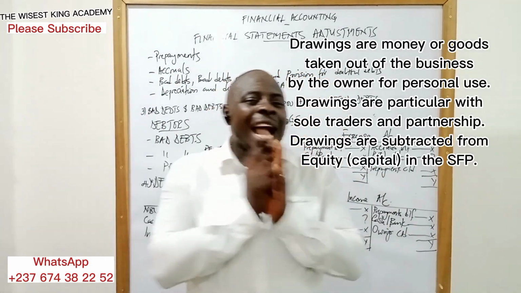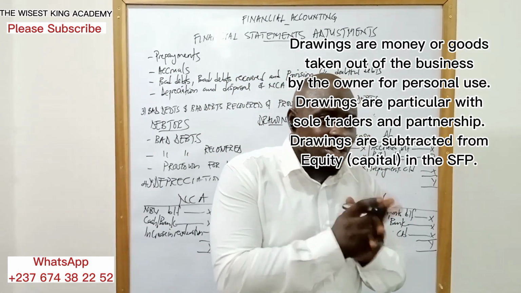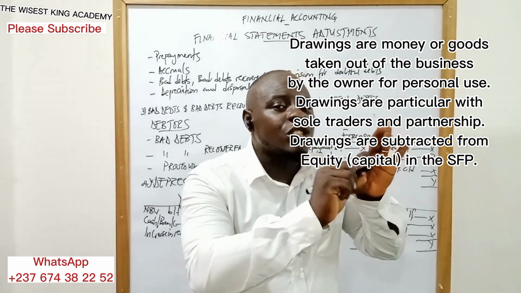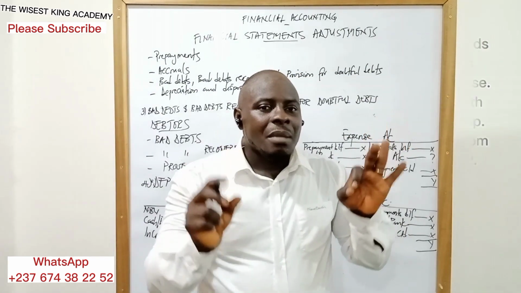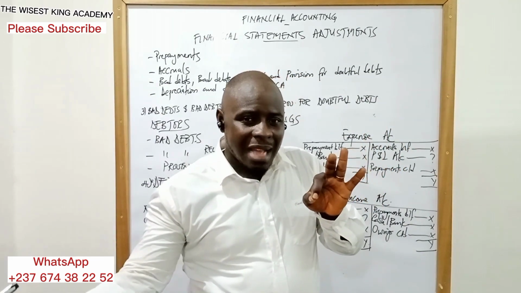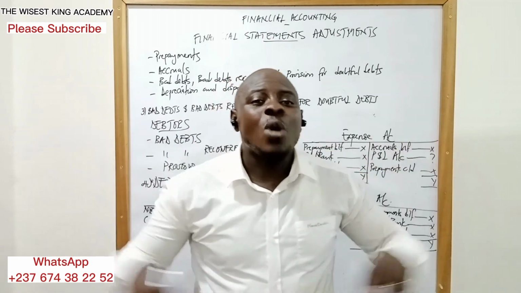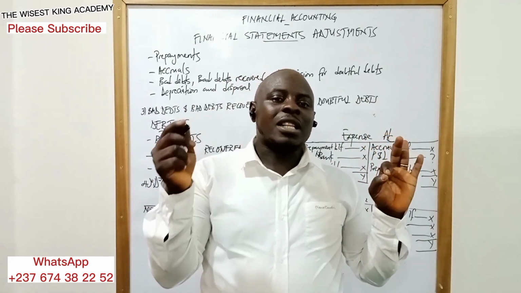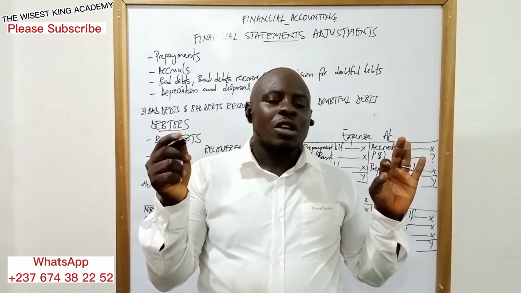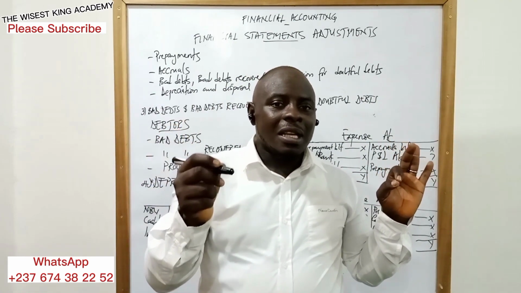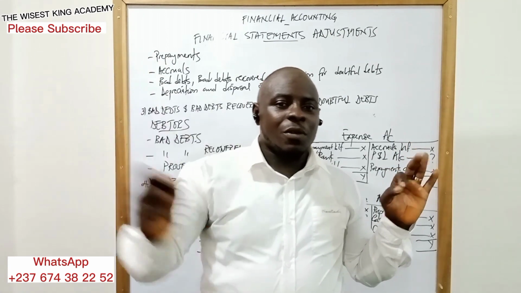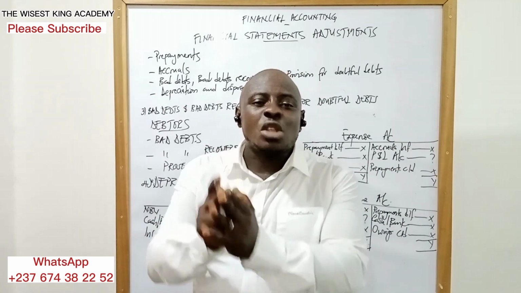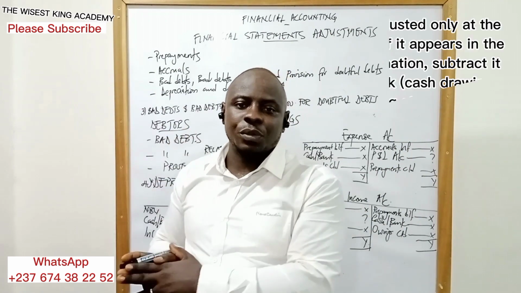Please, if drawings appear in the trial balance, it means that it has already been subtracted from cash or bank. But if drawings appear in the additional information, it means that no adjustment has been made at all. By so doing, it should be subtracted from the cash or bank in the statement of financial position. Please, this aspect of drawings is adjusted only at the level of the financial position.